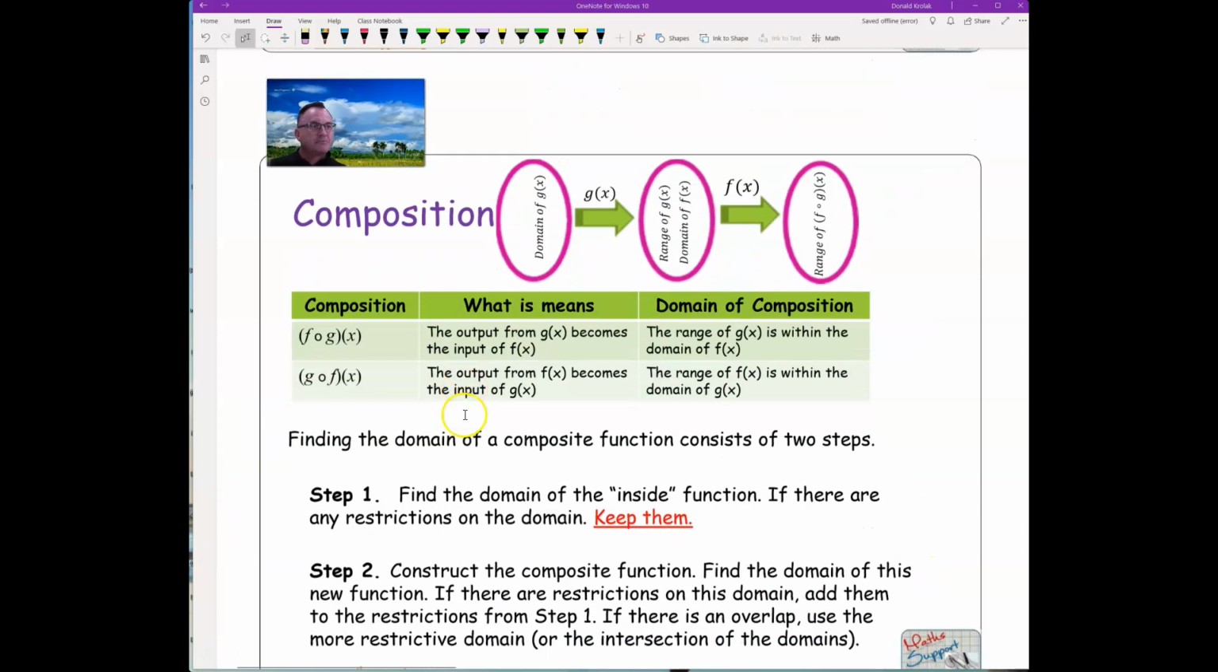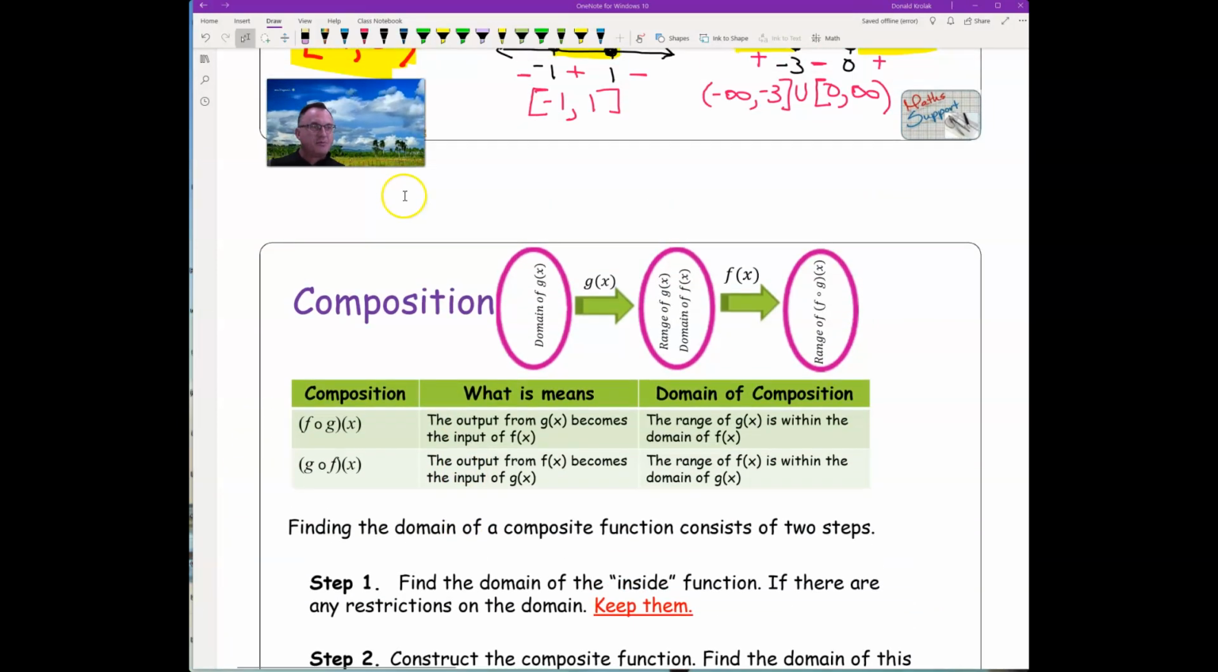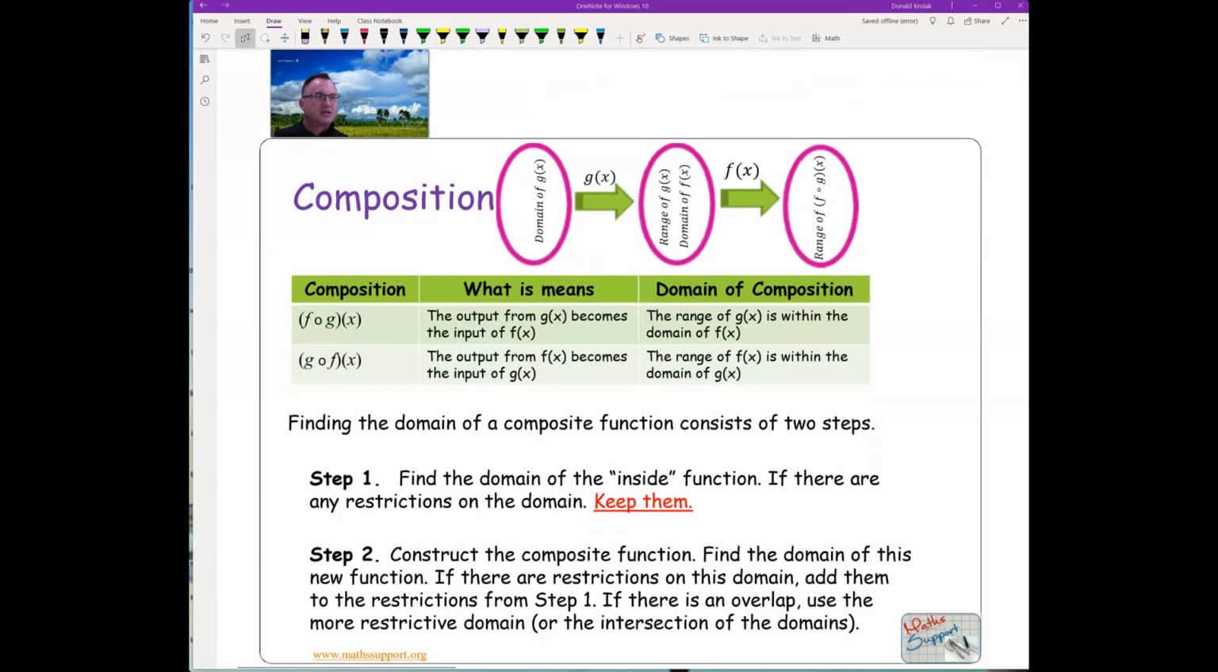Okay, when we do compositions and we want to find the domain, the key understanding of compositions is, if I'm composing f and g, we refer to g as our inner function. So what happens is we put something into g, then it comes out, it becomes the output of g, or the range, and then that has to be within the domain of f, and then when that comes out, we get the range of the composition. So whatever goes in initially has to be part of the domain of g.